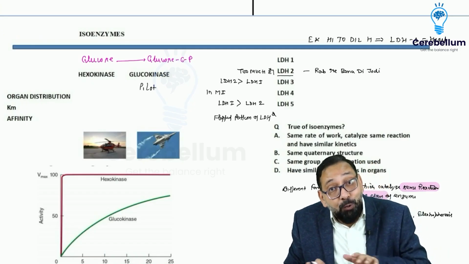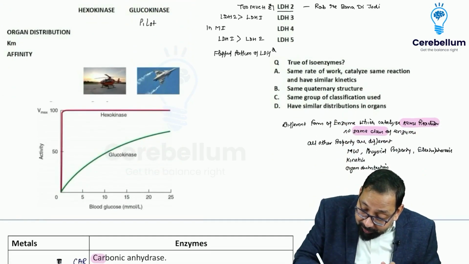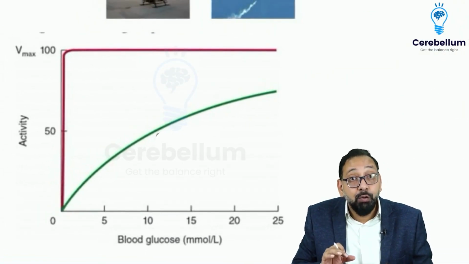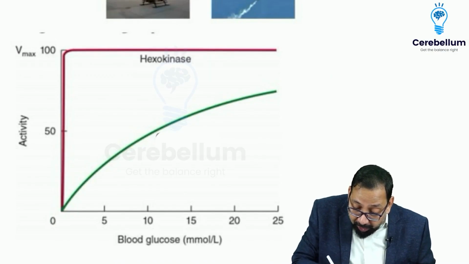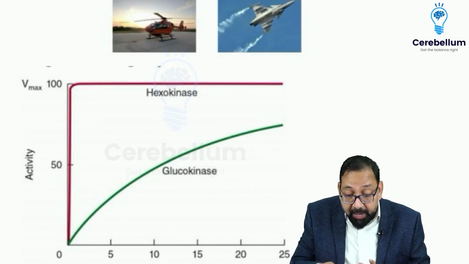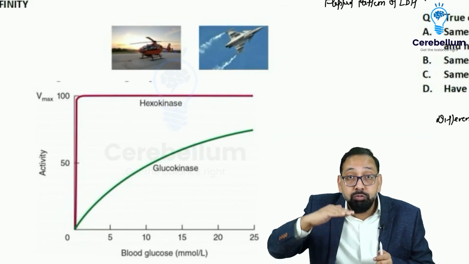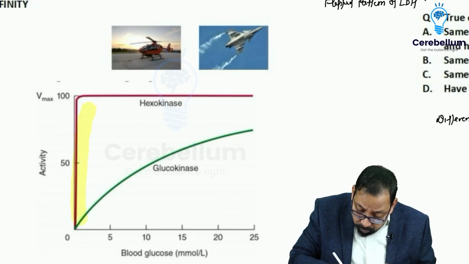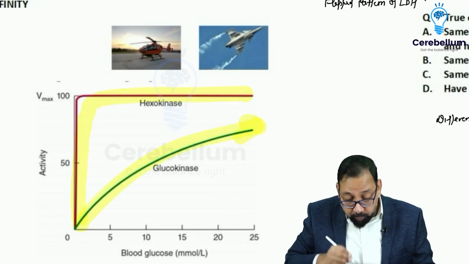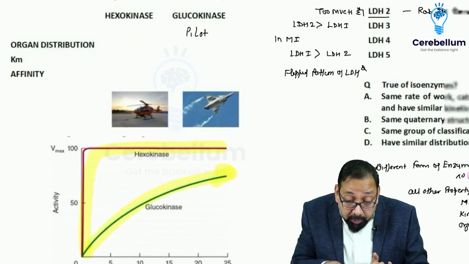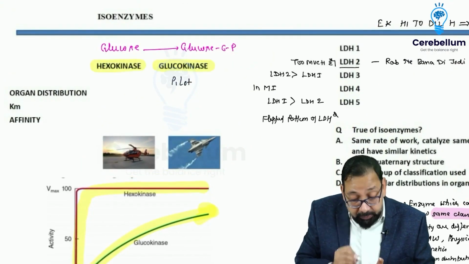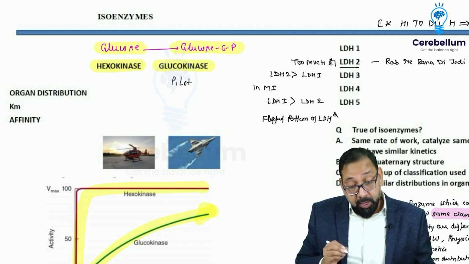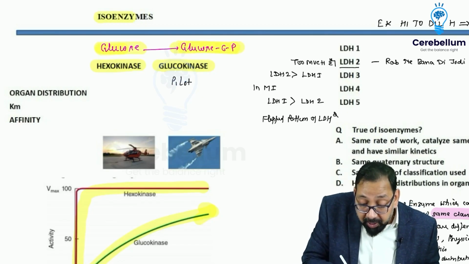Now, this page is full of questions. A question was asked, they gave this image and asked which curve is for hexokinase and which curve is for glucokinase. I remember hexokinase as helicopter and glucokinase as jet. Helicopter, how does it fly? Like this. And jet? So this is helicopter, and this is jet. So you will identify. Questions are asked that hexokinase and glucokinase both catalyze the same reaction. They convert glucose to glucose 6-phosphate. When they catalyze the same reaction, they are isoenzymes.